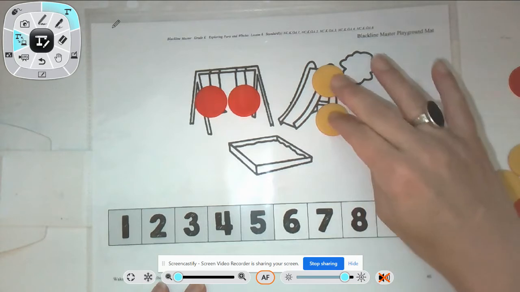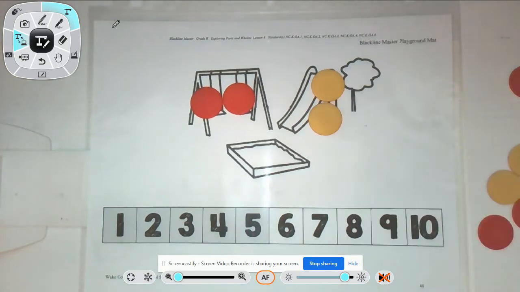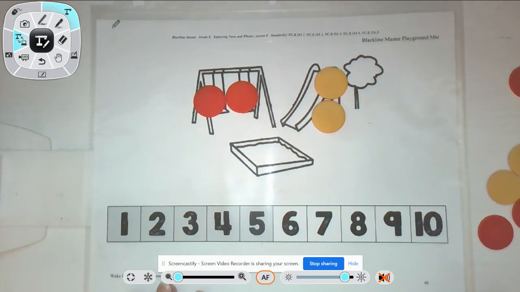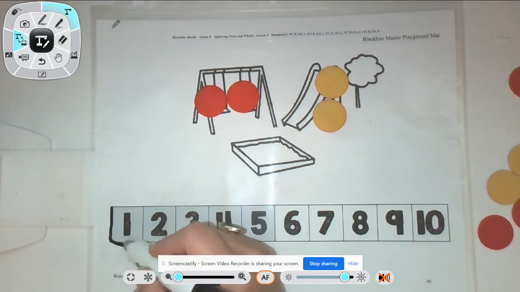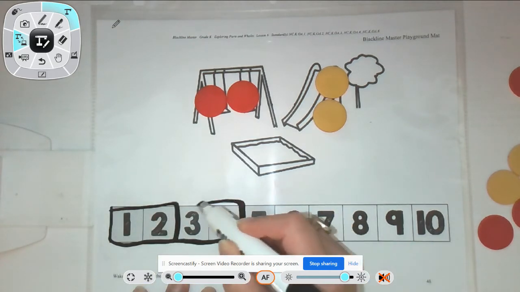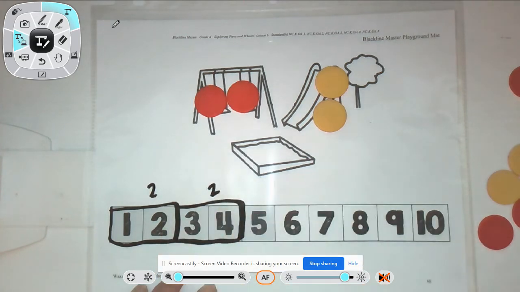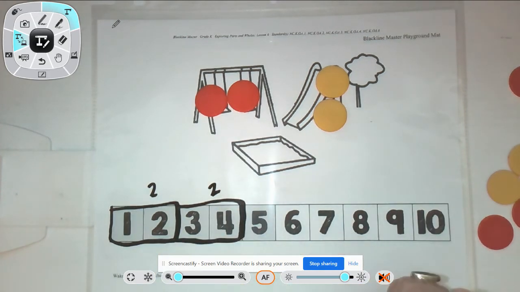So bringing back, there were 2 students playing on the swing, 2 more students came to play on the slide. How many students are playing at the park? We can start to use our number path to show the 2 that were on the swing and the 2 that were on the slide. That make 4 playing at the park.